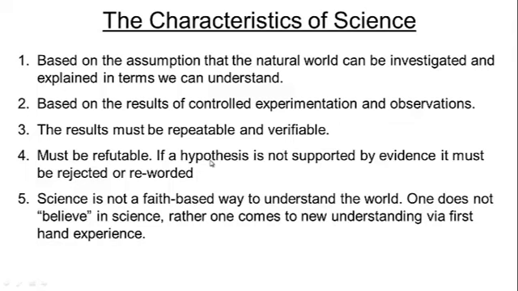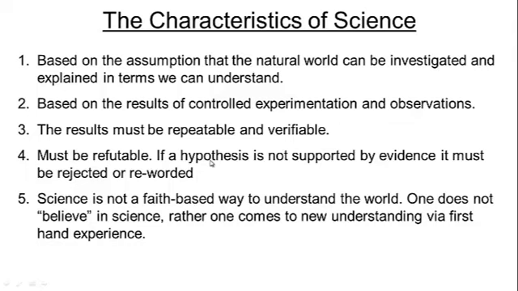Characteristics of science. Number one, science and the findings of scientific research have to be based on the assumption that the natural world can in fact be investigated and explained in terms that we can understand. In other words, if we're going to use science, we have to be able to tangibly explore and be able to explain in ways that people would be able to grasp.